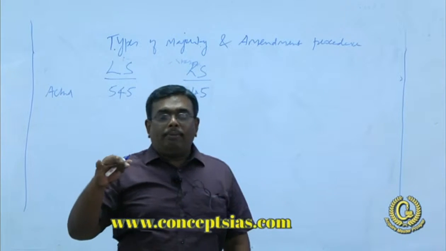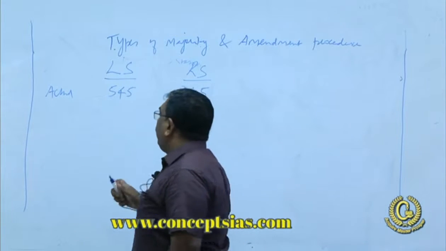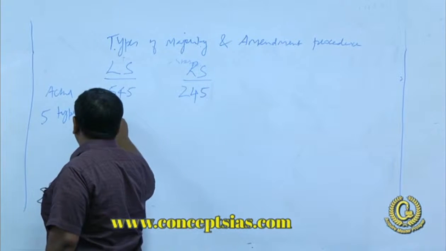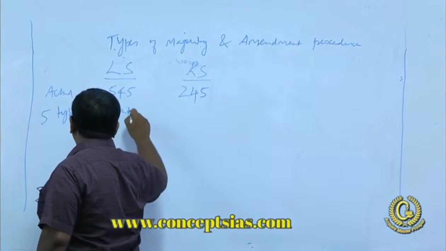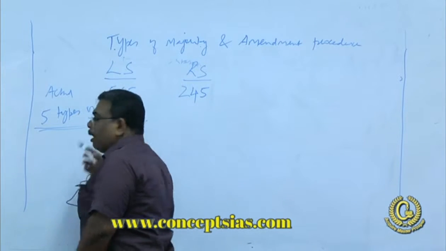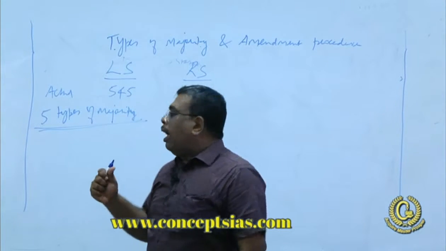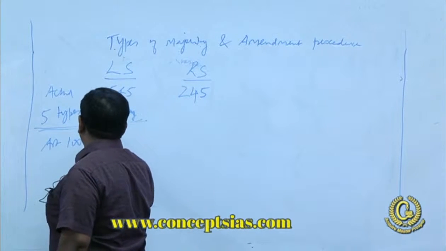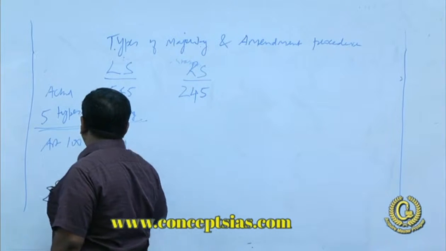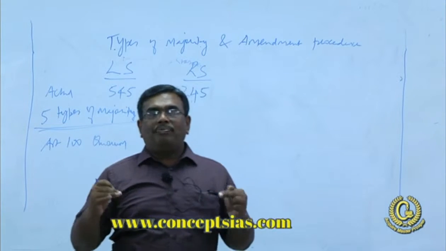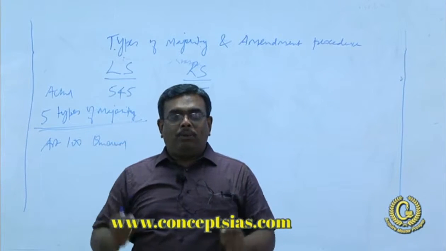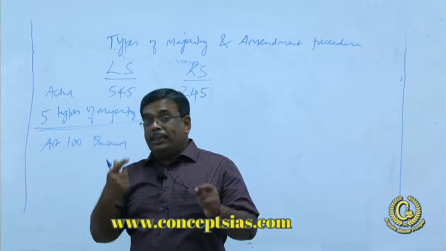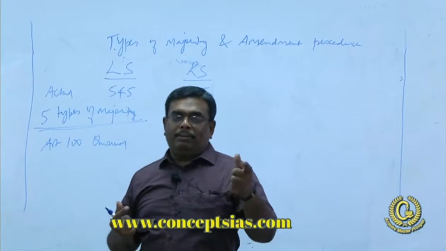Now, in the Constitution, nearly 5 types of majorities are mentioned. Article 100 talks about the quorum. Quorum means the minimum number of members who must be present on any day to have the business conducted in the parliament.